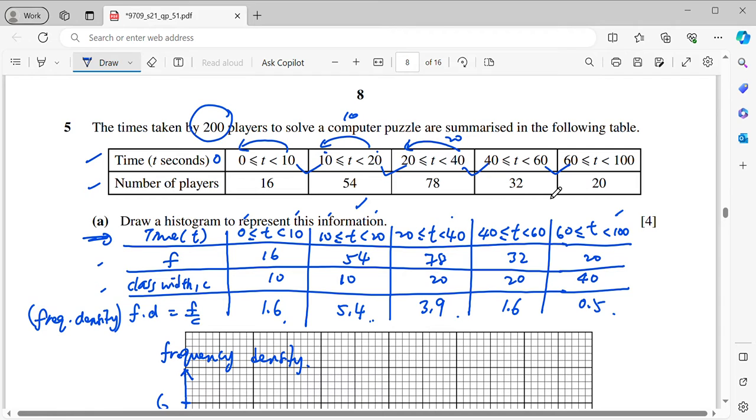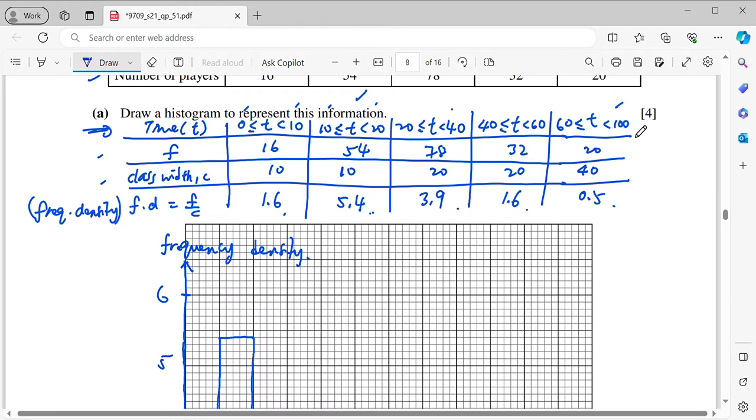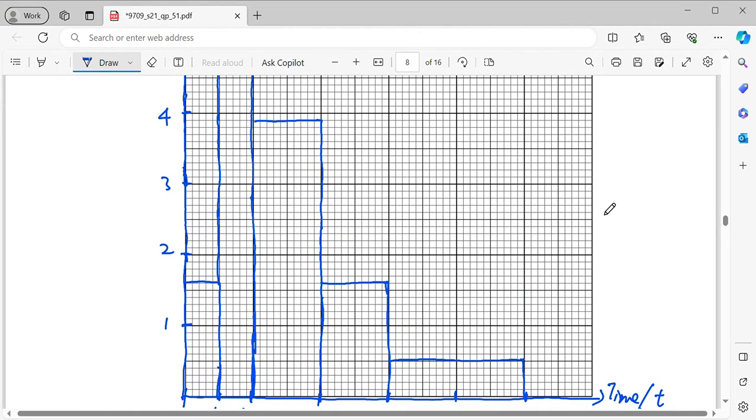Then the next is going to be 40 to 60, 1.6. Okay, lastly, 60 to 100, it will be 0.5. 60 to 100, 0.5. Alright, so this is the histogram.